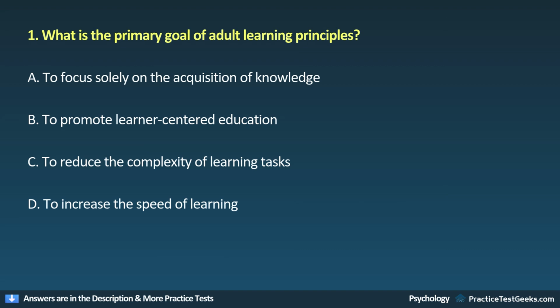1. What is the primary goal of adult learning principles? A. To focus solely on the acquisition of knowledge. B. To promote learner centered education. C. To reduce the complexity of learning tasks. D. To increase the speed of learning.